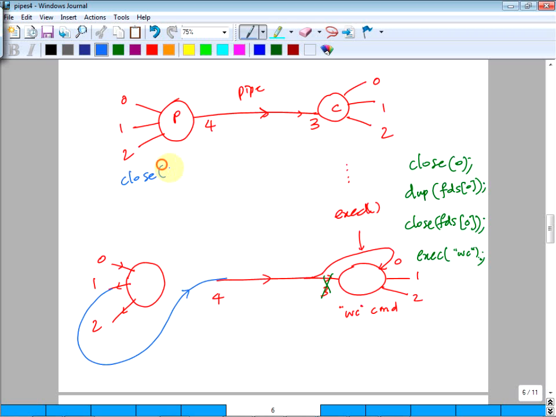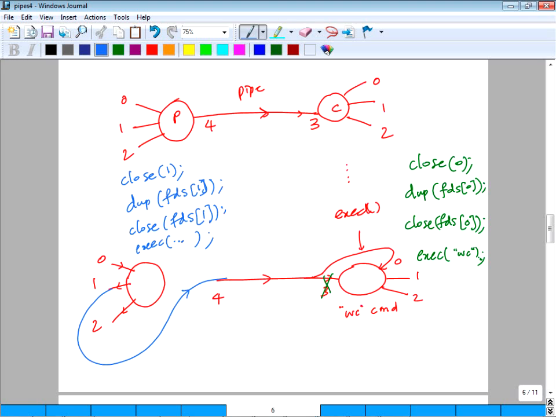Close what? Close 1, because output is the one going to change. Instead of standard output, we are going to send it to the pipe. So close 1, then dup of FDs of 1, that's what refers to the write descriptor. And then after duping, you can close FDs of 1. Exec, whatever you want to do. Now the cleanup is complete.